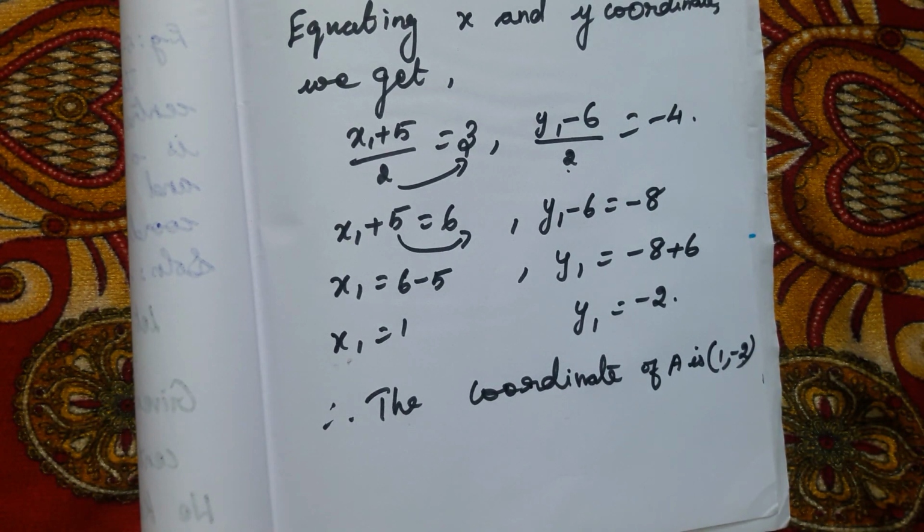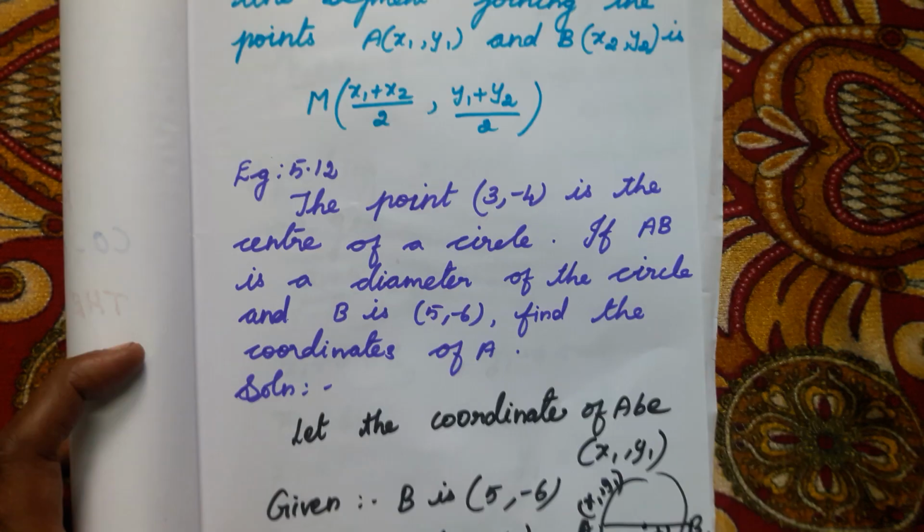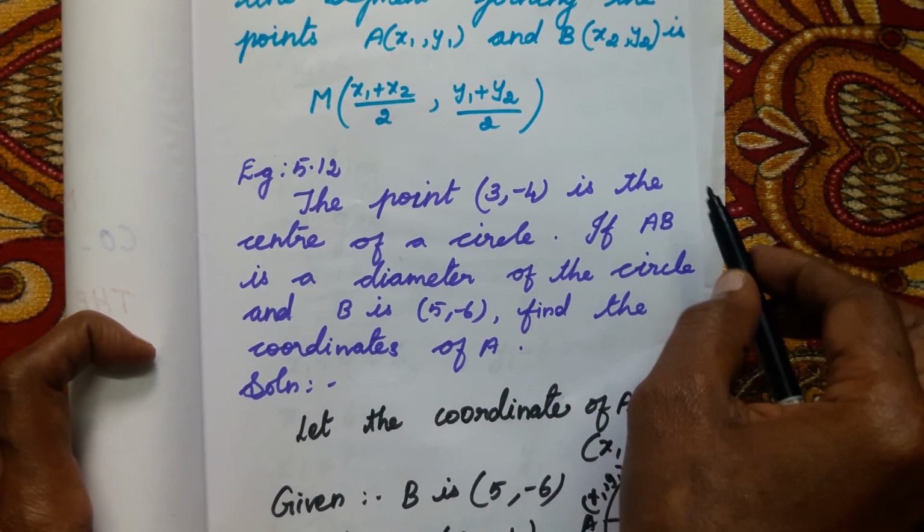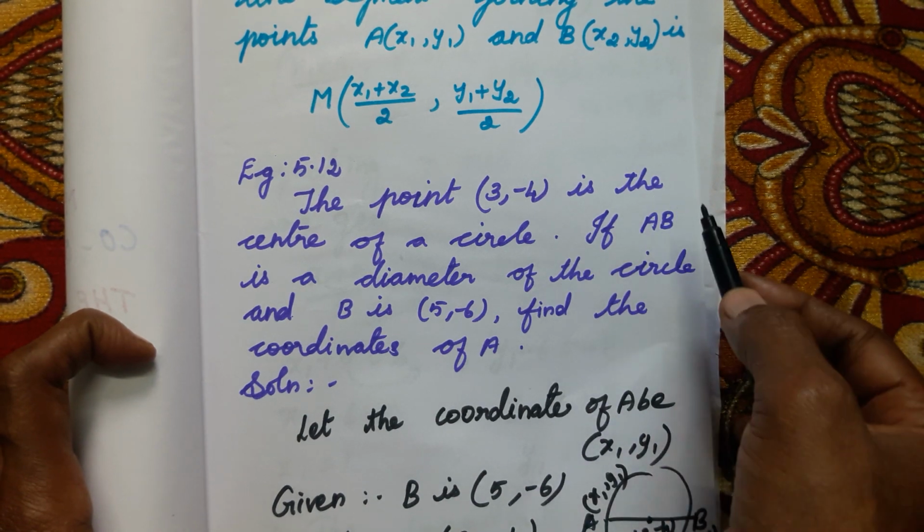Therefore, the coordinate of A is 1 comma minus 2. Any doubt? Clear this? Once again, I am explaining this. Please listen here. The point 3 comma minus 4 is the center of a circle.